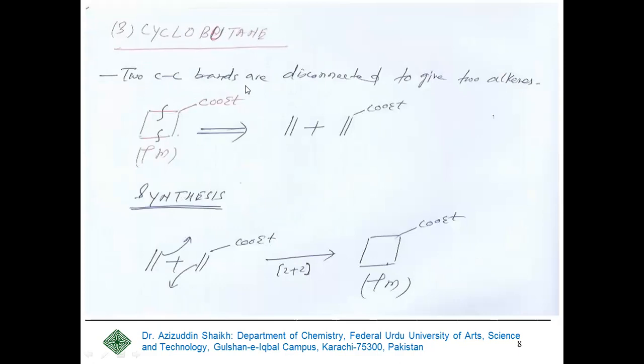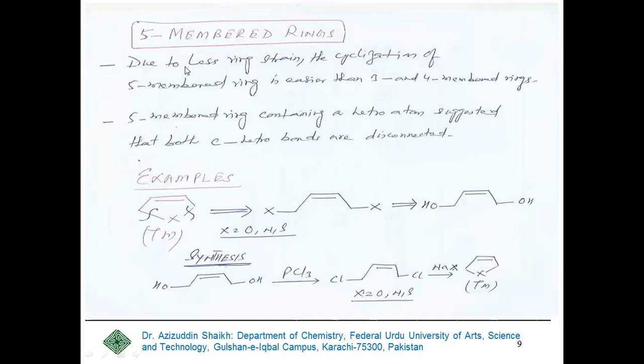Cyclobutane: two carbon-carbon bonds are disconnected to give two alkenes like this. The synthesis is a 2 plus 2 addition, and the four-membered ring will be obtained. Five-membered rings, due to less ring strain, cyclize more easily than three- and four-membered rings. For a five-membered ring containing a heteroatom, both carbon-heteroatom bonds are disconnected. For example, these two bonds are disconnected.